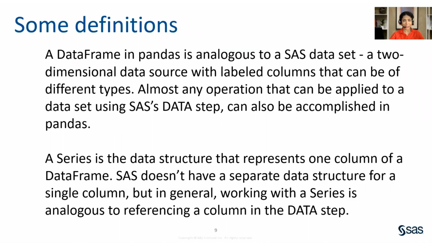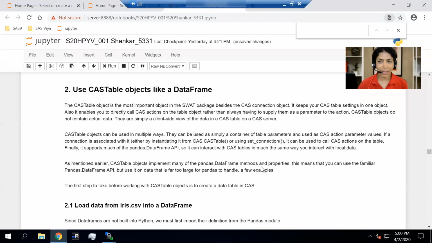Let's head over to the demonstration. Let's move on to section 2, where we'll use CASTable objects like a data frame. It might be helpful to look at a compare and contrast between CAS tables and data frames. So what is the difference between these two? The main difference between the two is location, location, location. A CAS table is of course in CAS, and a data frame is local.